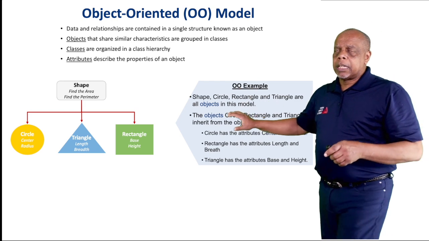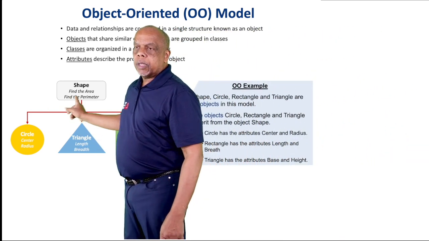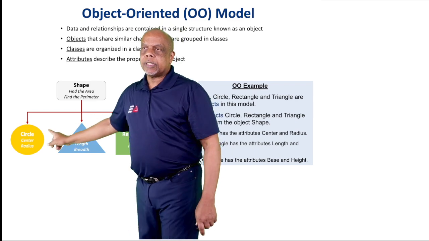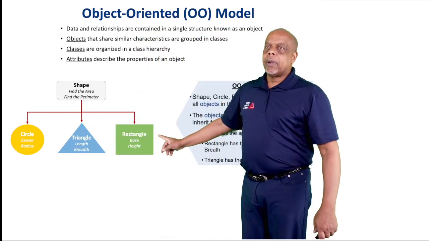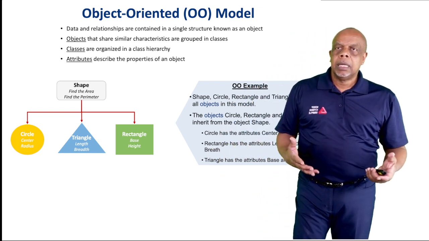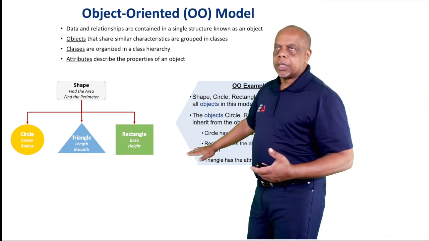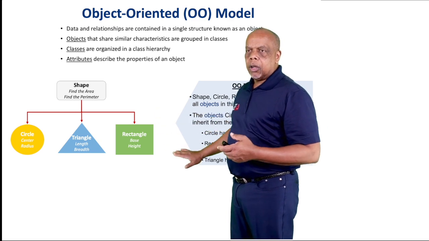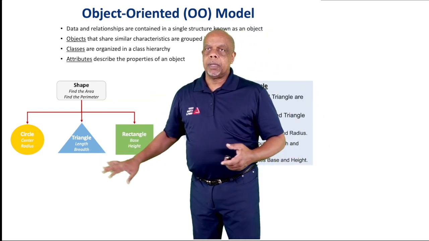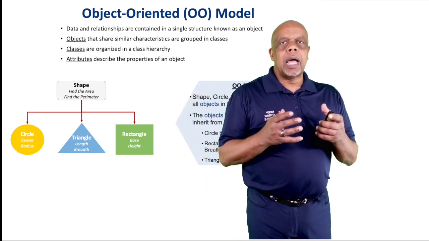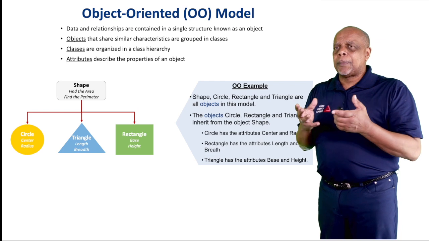each of these. So if I look at a circle, to find the area and the perimeter, I have to have the center and the radius. Of a triangle, I have to have the length and the breadth. Of a rectangle, the base and the height. So those are the different attributes associated with each of the objects. These are different classes of objects that have a relationship with shape. So that is how we look at things from an object perspective, okay? And each object has a separate attribute.